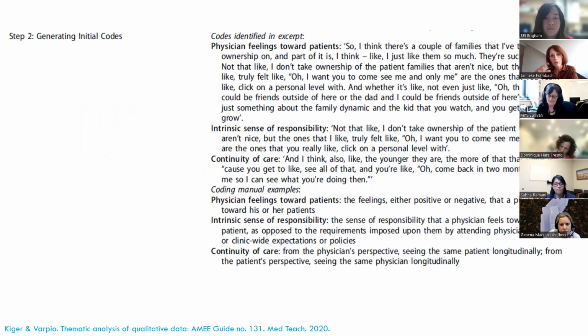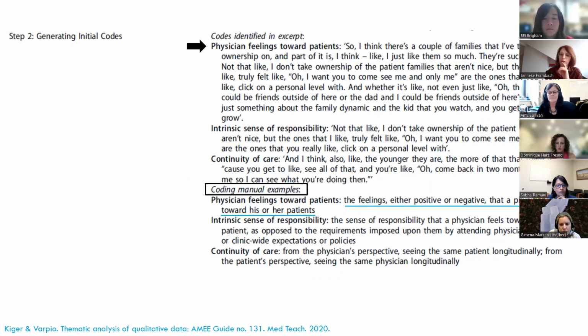You would look through that piece of transcript that you have, and you would then try to find meaning in there. Here are some examples. These authors, for example, listed physician feelings towards the patient as a code. And here in the coding manual, the blue line describes what that code is about. It's about the feelings, positive or negative, that a physician has towards their patients. So that would be an example of a code you could ascribe to a certain part of this excerpt.